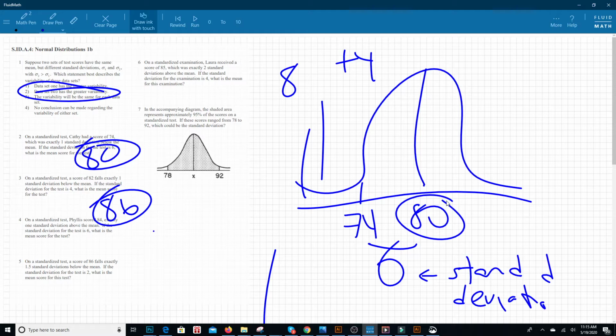And I'll just do one more, just so you guys get the hang of it. It says on the standardized test, Phyllis scores 84, exactly one standard deviation above the mean. If the standard deviation for the test is 6, what is the mean of the score? So it's one standard deviation, so 84 minus 6, which is going to give us what? 78.